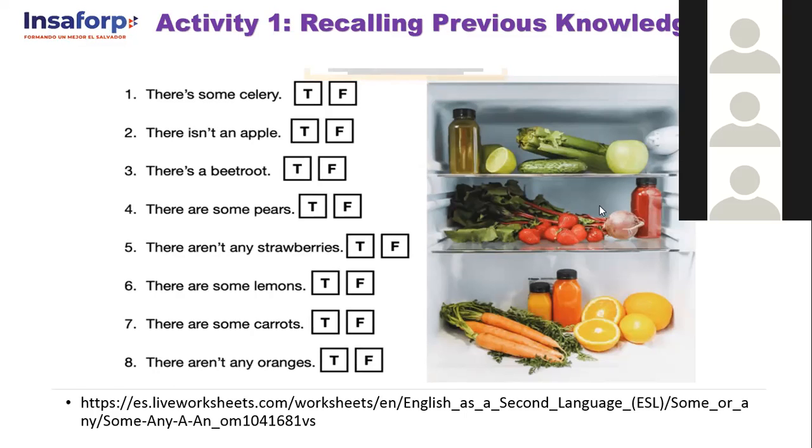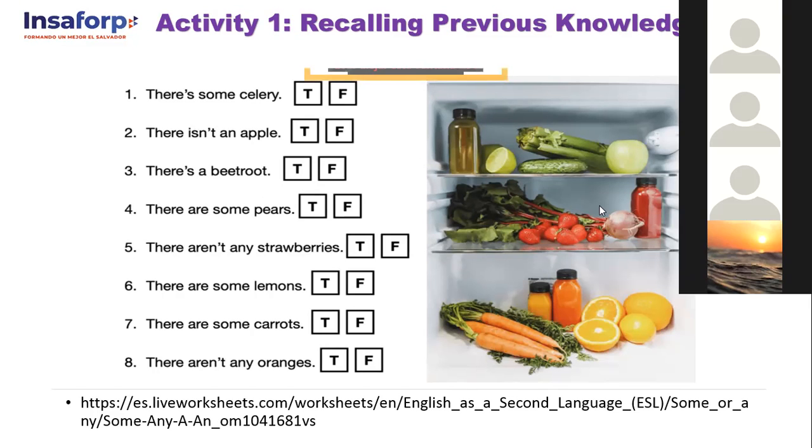Number four, Jenny. There are some pears. There are some pears. True or false? True. What are the pears?